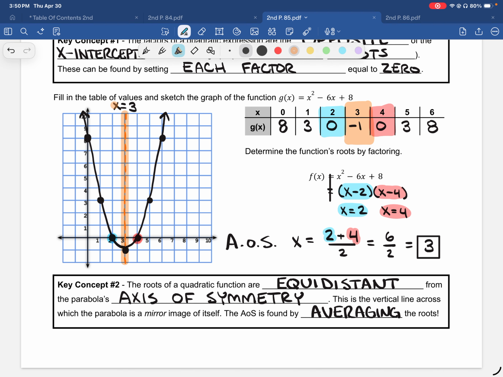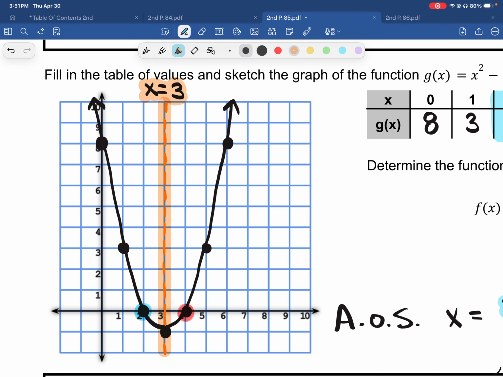If you ever ask for the axis of symmetry, it'll always be a little x equals number equation like that. And it's just the number that it goes through on the x-axis. 3 is in the dead center between 2 and 4. So 3 is the axis of symmetry.